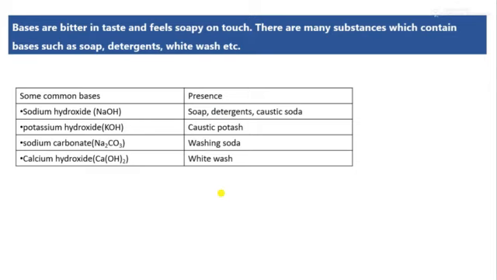This is the table where we can see the bases present in our daily life. Sodium hydroxide is there in soap, detergent and caustic soda. Potassium hydroxide is there in caustic potash. And sodium carbonate is there in washing soda. In the soaps and detergents used for washing clothes, sodium carbonate is present. Calcium hydroxide is whitewash, which is used at home. In the old days, people used to whitewash their houses at the time of Diwali. That is the whitewash, right?